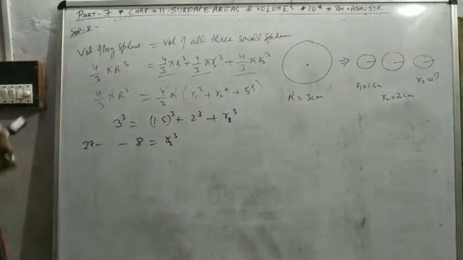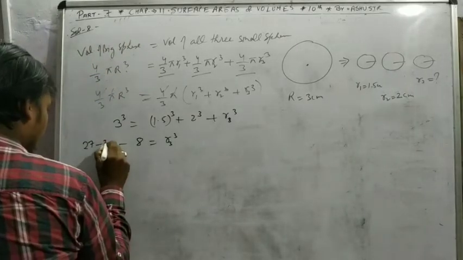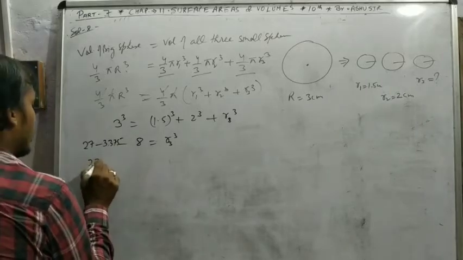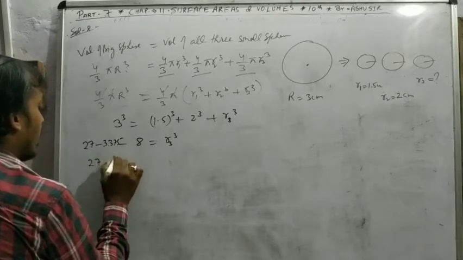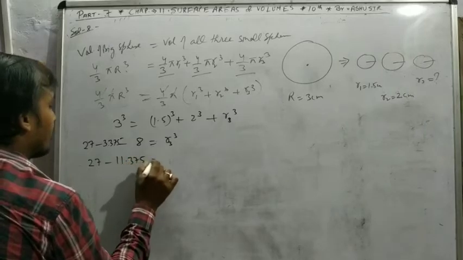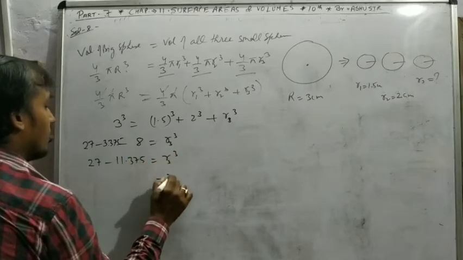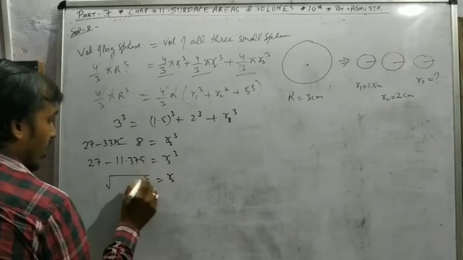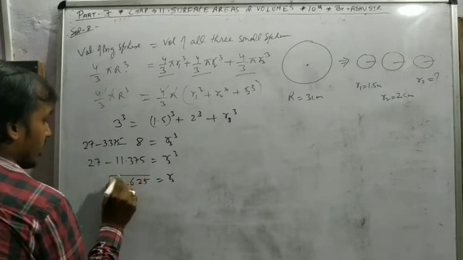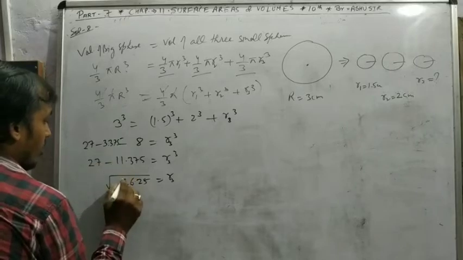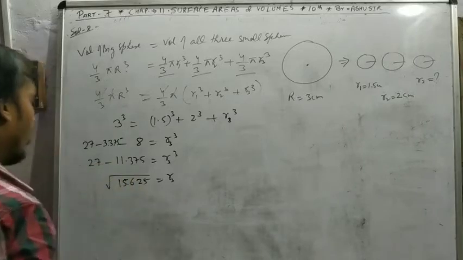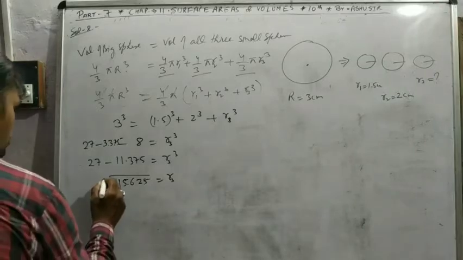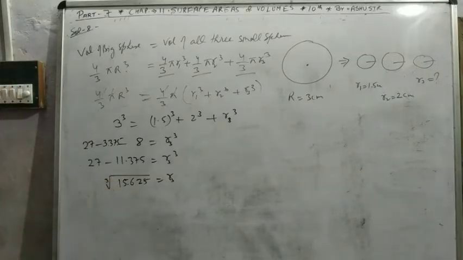So you have to get the 3.375. That is 27 minus 11.375, cube root of 15.625. Sorry, this is the cube root.